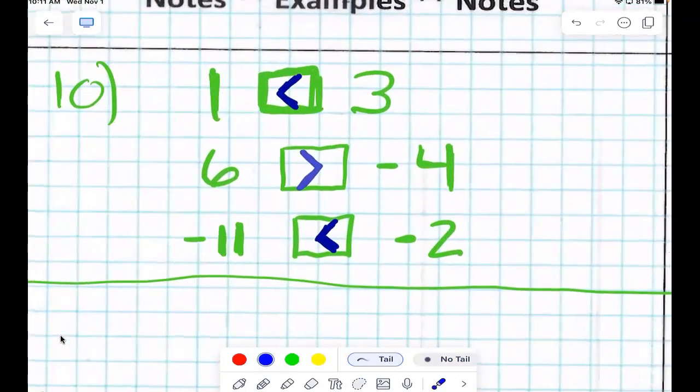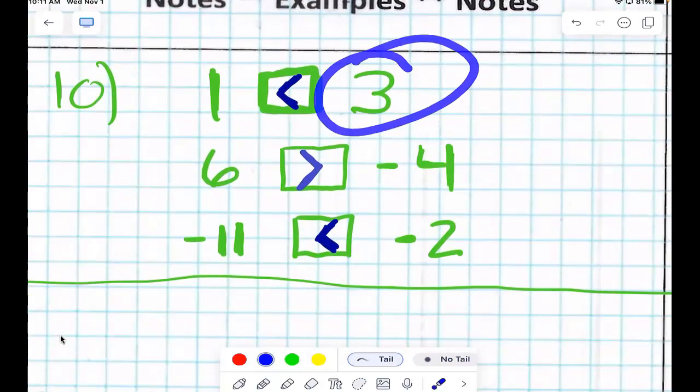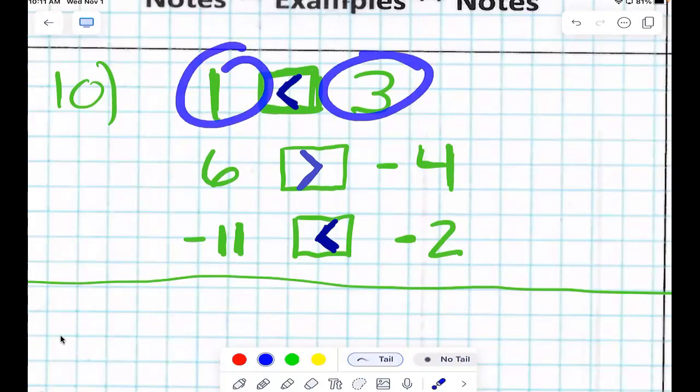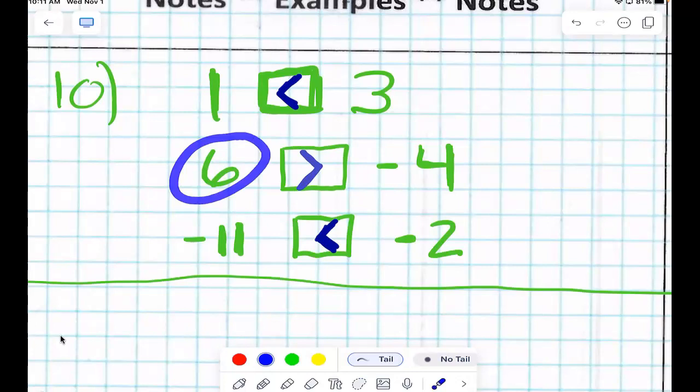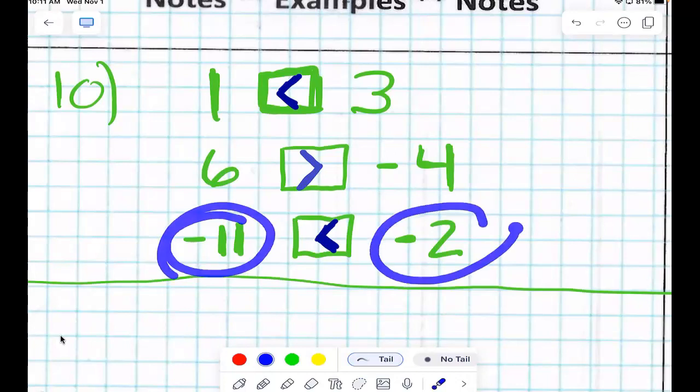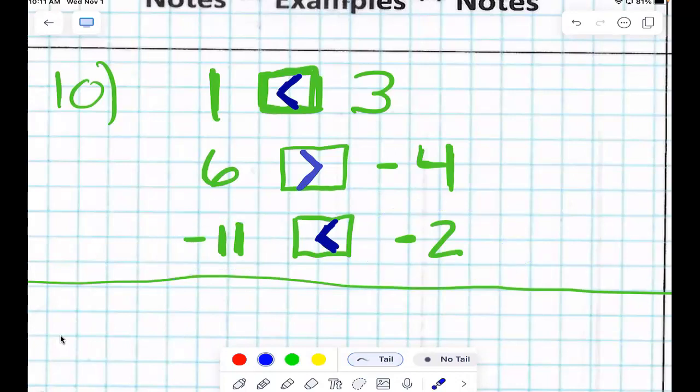Okay. Last thing, inequalities. They help us tell if a number is bigger or smaller, right? So what's bigger, 1 or 3? 3, because the inequality always eats the bigger number, right? On a number line, what is further right, the 1 or the 3? 3. What's further right, the 6 or the negative 4? 6. So the 6 is bigger, right? On a number line, it's a tricky one. What's bigger, negative 11 or negative 2? Negative 2. And it's further right on the number line, right? Yeah. We cool?